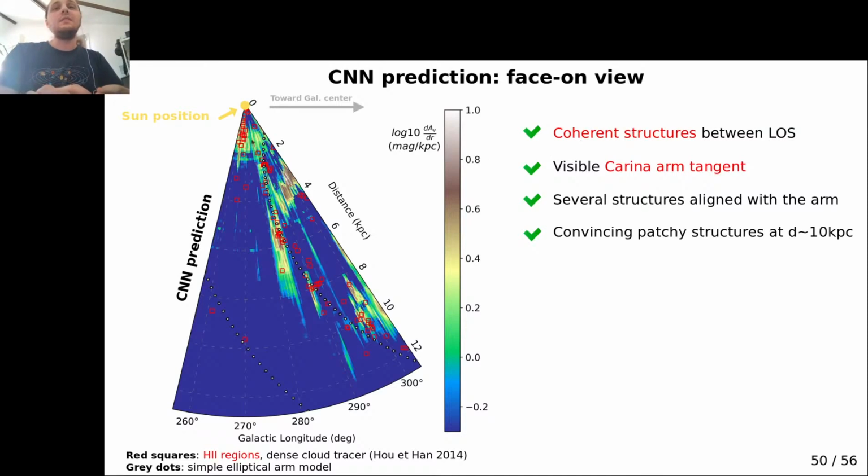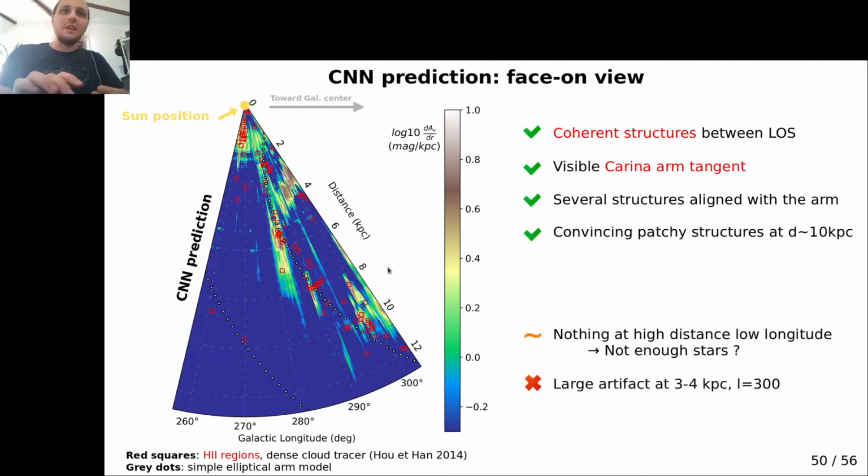And we have this visible Carina arm tangent. We have several structures aligned with the arm, and especially what is interesting for us are those patchy structures that are missing in many other maps and that are at a high distance prediction, and they are in great agreement with several of these H2 regions prediction as well.